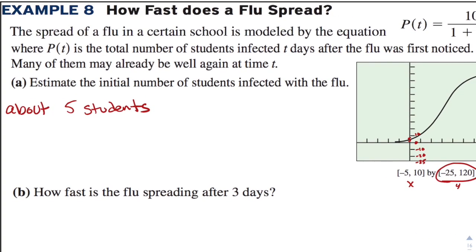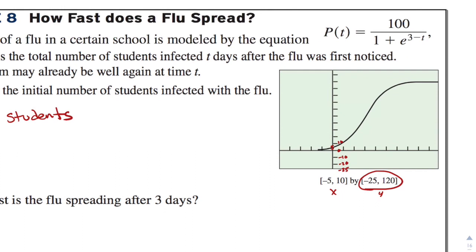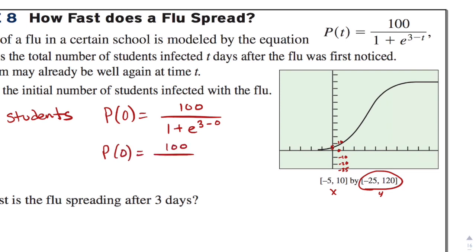How else can I figure this out? Well, I can actually evaluate P of 0, right? So P of 0 equals 100 over 1 plus e to the 3 minus 0, which is 100 over 1 plus e to the 3.